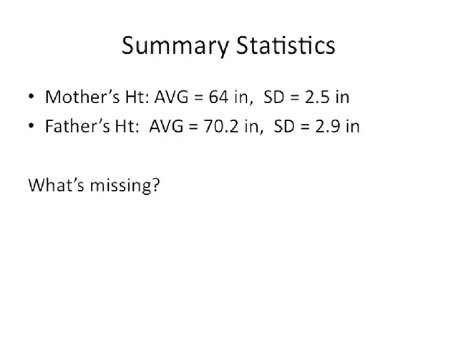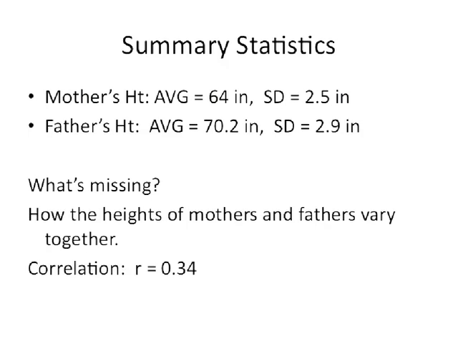Each pair of those summary statistics is based on one variable, either mother's height or father's height, whereas a correlation coefficient says how these vary together, and it measures linear association. The correlation is 0.34 between mother's height and father's height. So let's use this correlation coefficient.